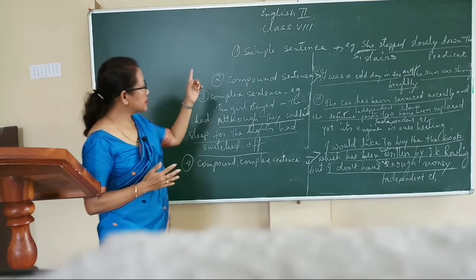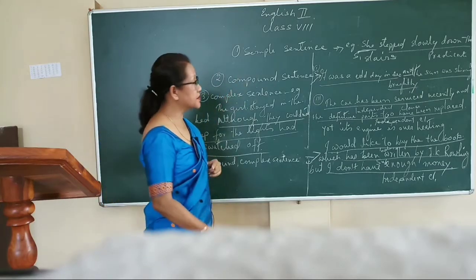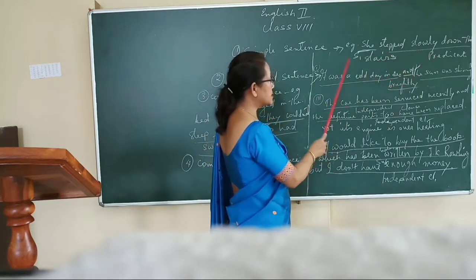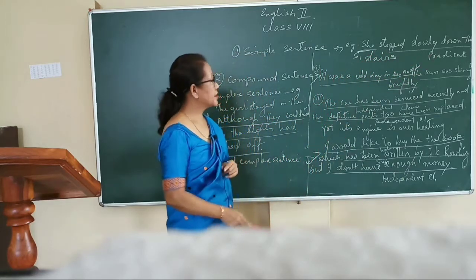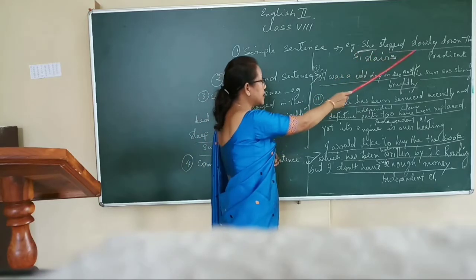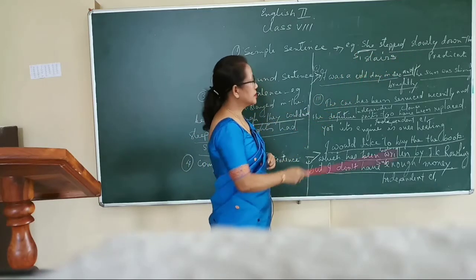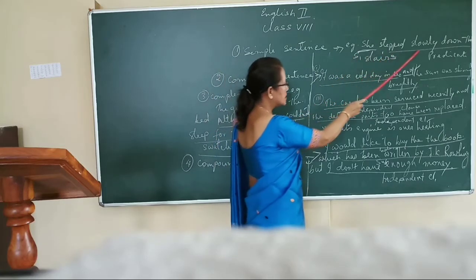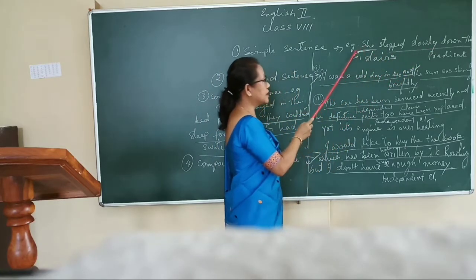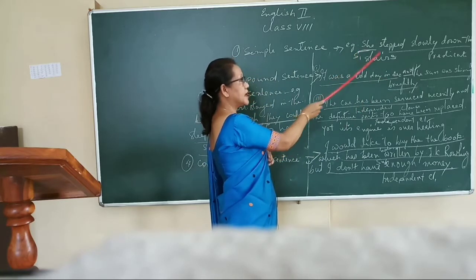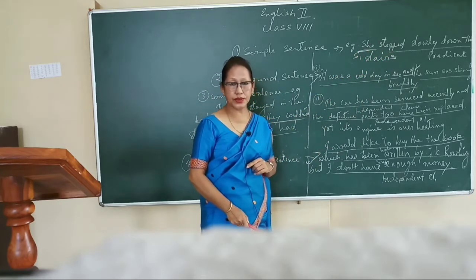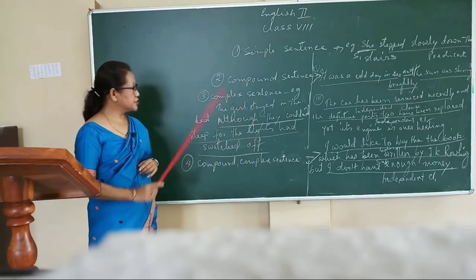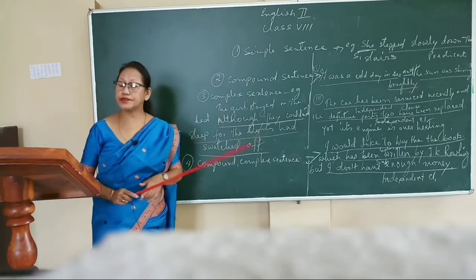Okay. Now, first simple sentence, take an example of a simple sentence. Say, step slowly down the stairs. Here, 'you' is the subject and the rest is the predicate. Only one single subject and single predicate. Got it? Well, let's move to compound sentence.